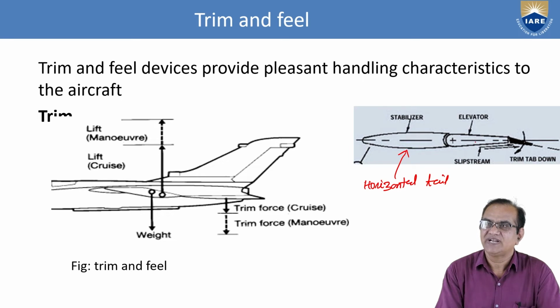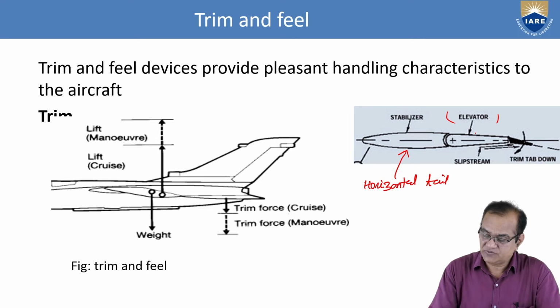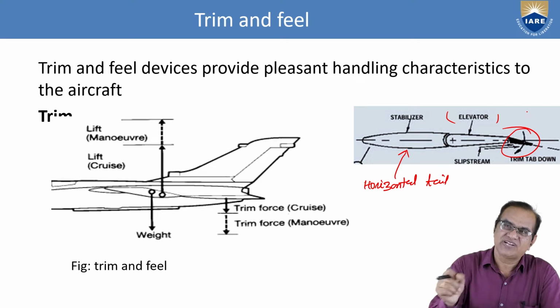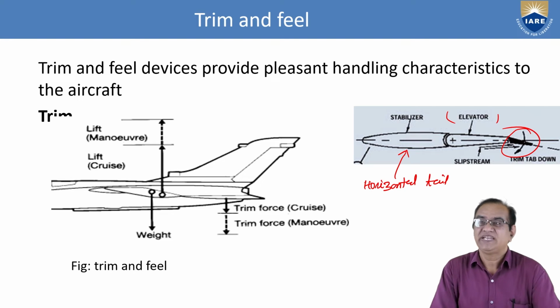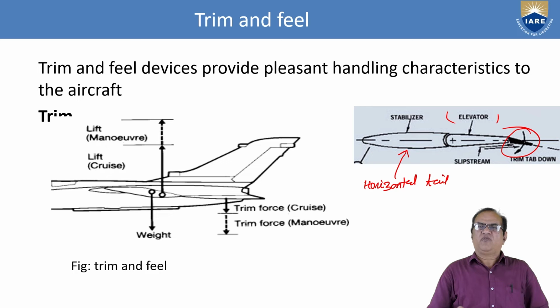Then we have here the elevator. It is shown here, elevator. And after the elevator, we have the trim tab. Always the motion of the trim tab will be opposite to the motion of the elevator. And this makes the pilot fly hands-free. Otherwise, if you don't have this trim tab, the pilot has to hold the elevator in that situation. That is the objective of any trim tab or any feel unit. Pilot has to feel it.